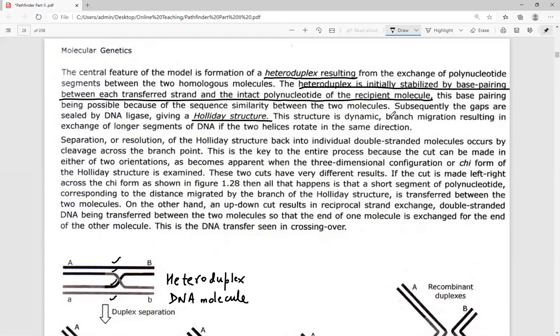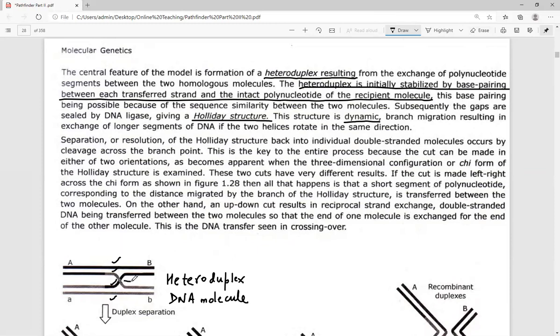This structure is dynamic. Branch migration results in the exchange of longer segments of the DNA molecule. So this is a dynamic structure. Branch migration dynamic means it is a moving structure. It will move in a particular direction. When it moves in a particular direction, it will cause the branch migration to take place. As it moves, it will synthesize new branches. That is, branch migration will occur.